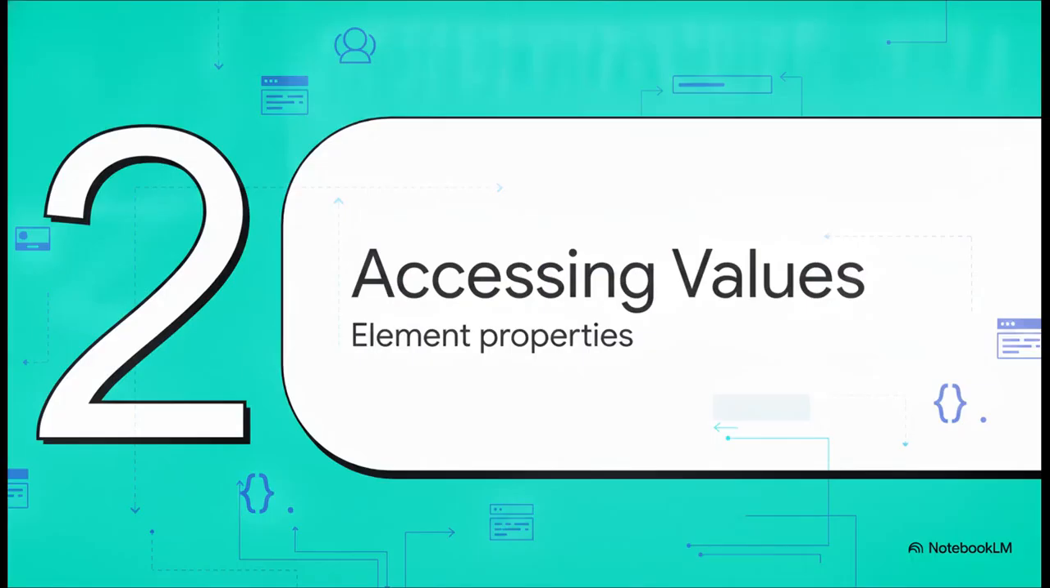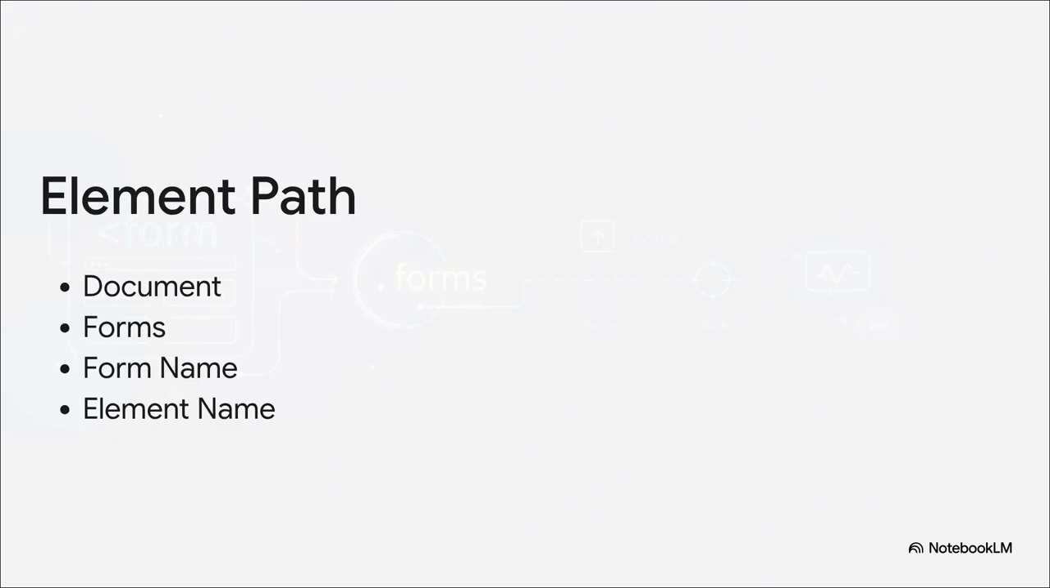Moving right along to section 2, accessing element values. Now that we've got that form stored in a variable, it is incredibly effortless to extract specific data from our users. I want you to visualize the DOM like a giant map. To get a specific input, we don't have to randomly search the whole document anymore. We just drill down systematically.